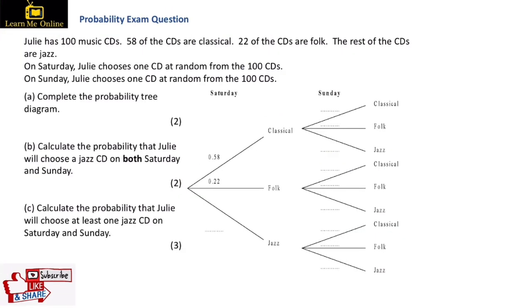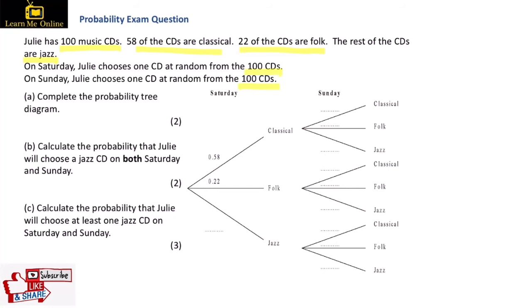Here we have got the last example on this. Let's read and highlight the key information. It says that Julie has 100 music CDs, so the total number of the CDs is 100. 58 of the CDs are classical, 22 of them are folk, and the rest of them are jazz. On Saturday, Julie chooses a CD at random from the 100 CDs. On Sunday, she again chooses from the 100 CDs.